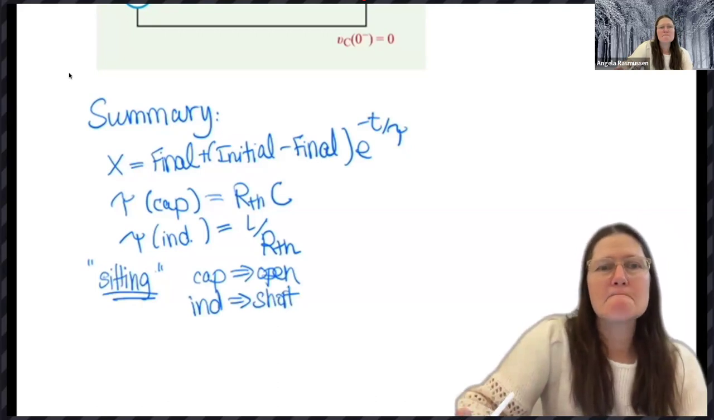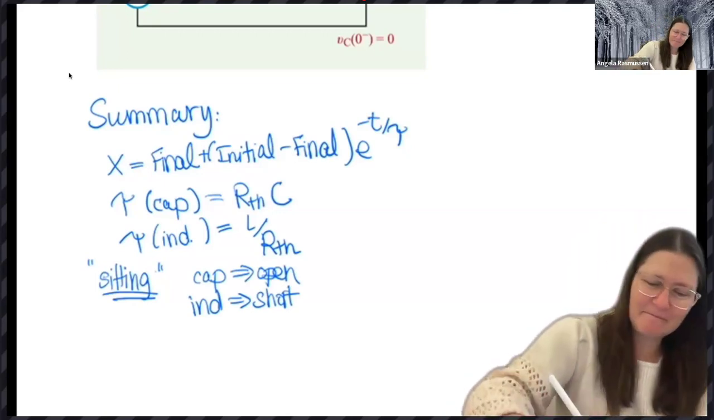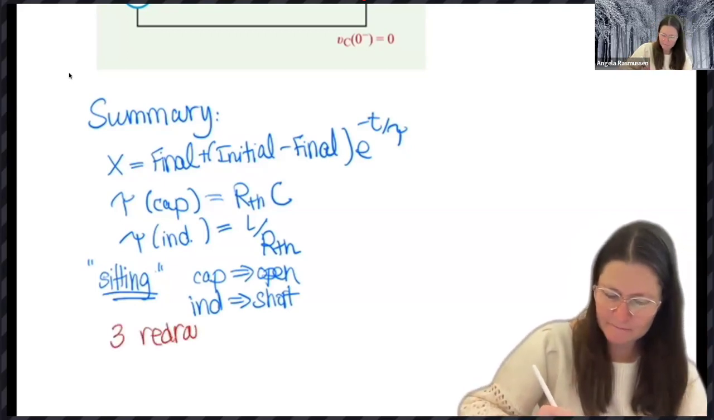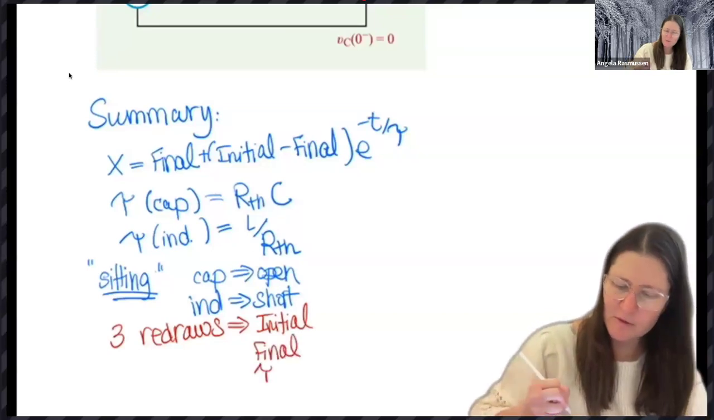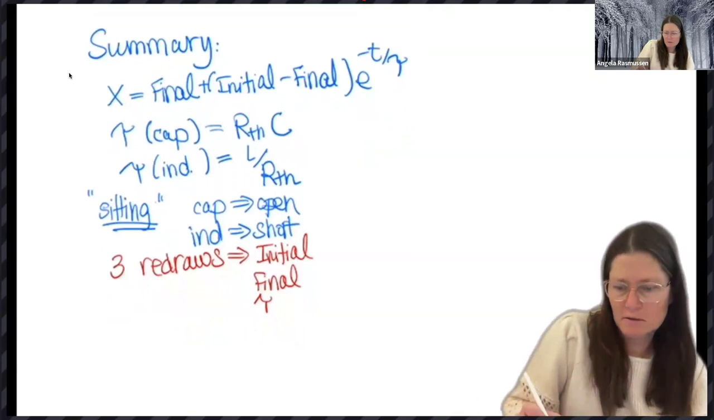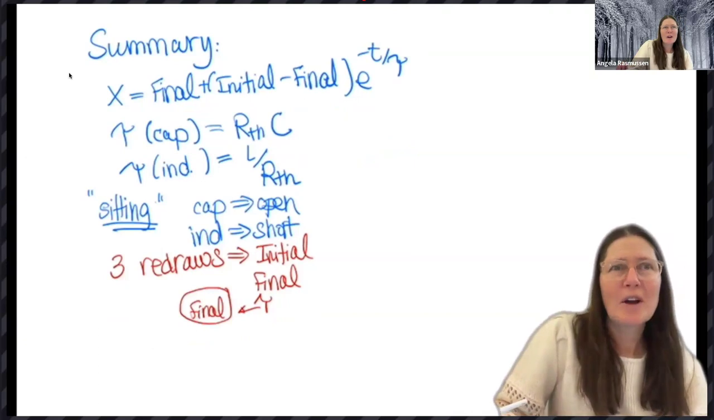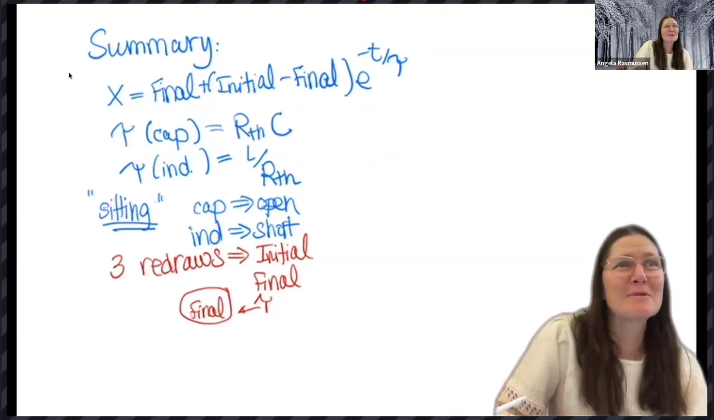All right, other comments about RC. How many times do you need to redraw the circuit? Three. So three redraws: one for initial, one for final, and one for tau. What position does tau need to be in? Final. Correct, final. Okay, any other comments? You guys feeling comfortable with the RC and RL? Okay, comfortable enough at this stage.